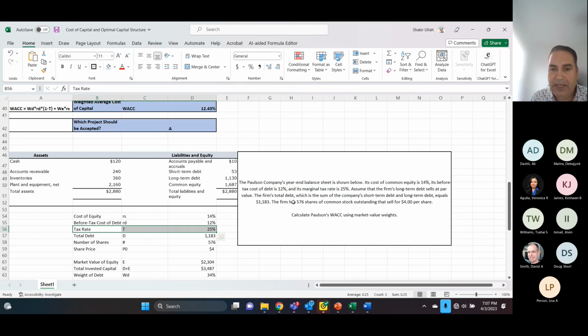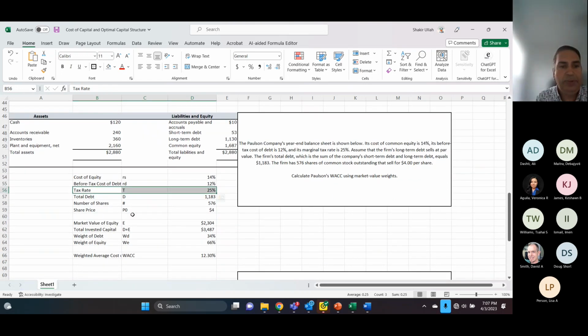Now, if you look at the problem, the weights are not given to us. So we need to find the weights, weight of equity and weight of debt. Again, this problem also does not have preferred stock, so that makes it a little bit easier. Now, how do we get that?